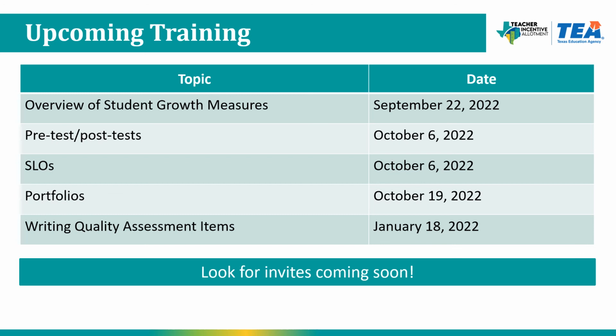Please join us for some of these upcoming trainings: the overview of student growth measures on September 22nd, pre-test post-test on October 6th, student learning objectives or SLOs on October 6th, portfolios on October 19th, and writing quality assessment items on January 18th. Look for invites coming soon.